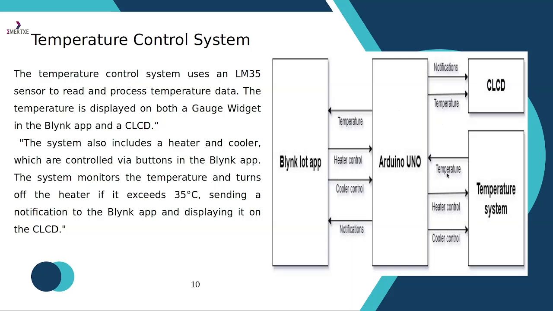If the temperature is reading, we have a gauge over here where it will be reading, and you will see it when we get to the demonstration. But in the code, we said when the temperature exceeds 35 degrees, automatically the heater should go off.